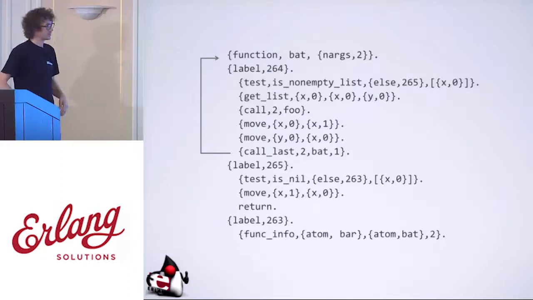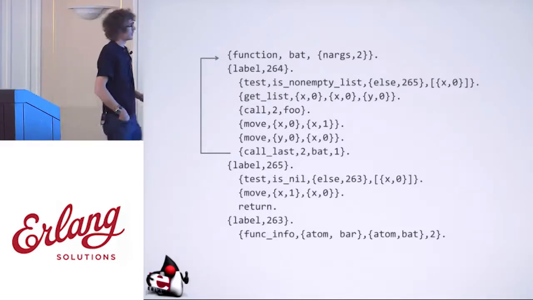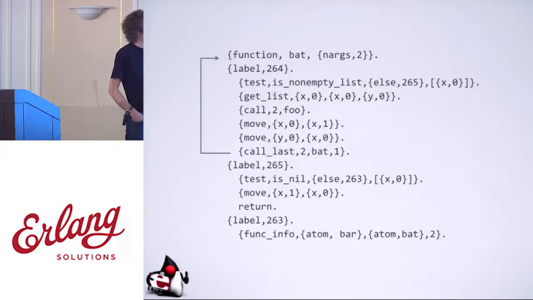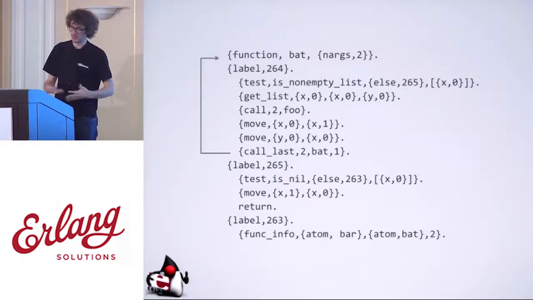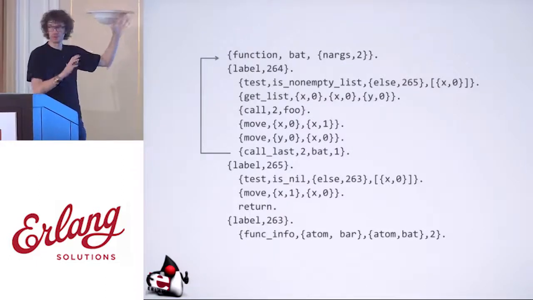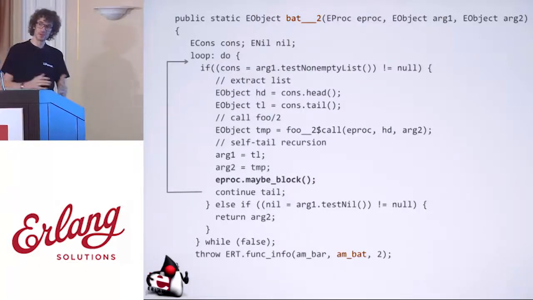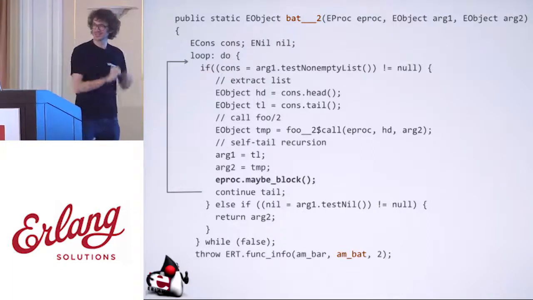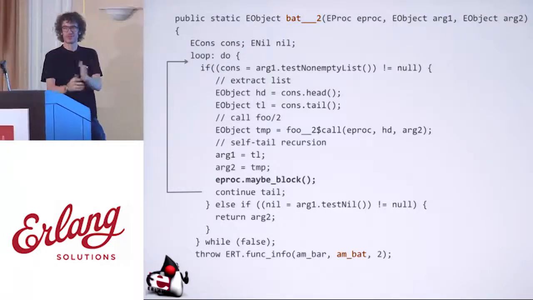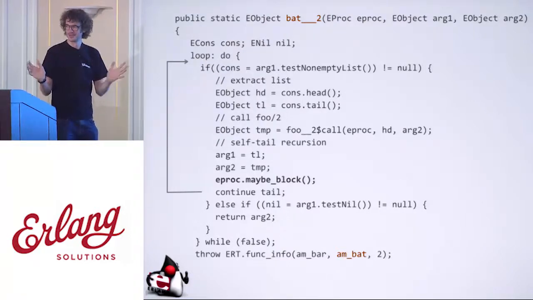But essentially, OTP has this BEAM disassembler that you can just invoke to get a printout, somewhat like this. The self-recursive call has a special instruction called call_last, which essentially gets interpreted as a goto by the VM. There's a bunch of labels, moving around X and Y registers, etc. When this gets compiled into Java, and you decompile that code with a Java bytecode decompiler, pretty print it and clean it up a bit, then it looks like this. I don't generate Java code. I generate JVM bytecode directly, because not all constructs exist in Java; goto doesn't really exist in Java.